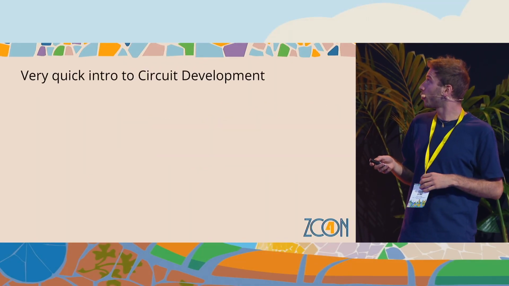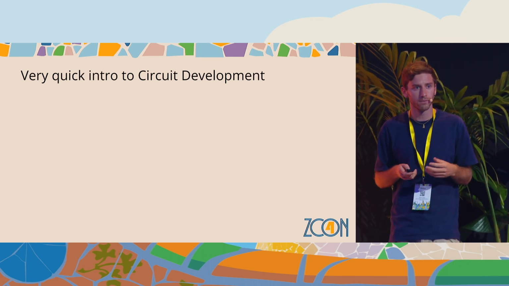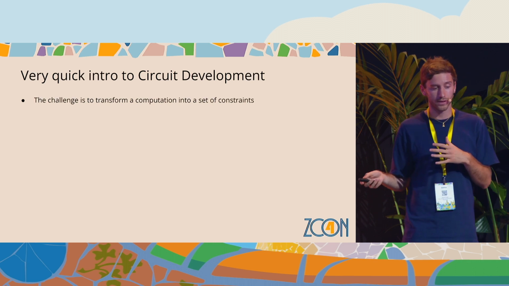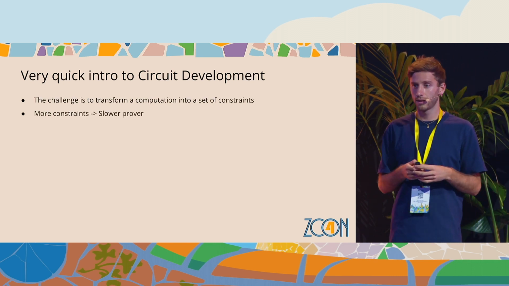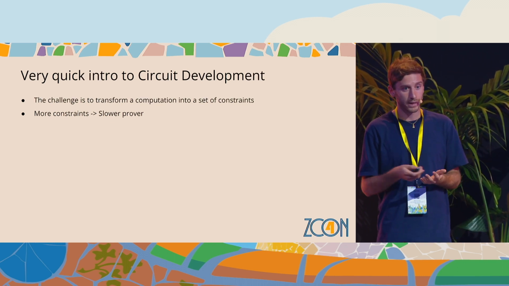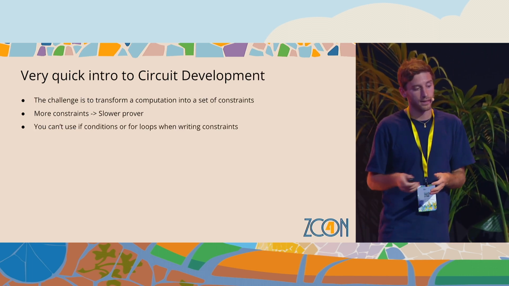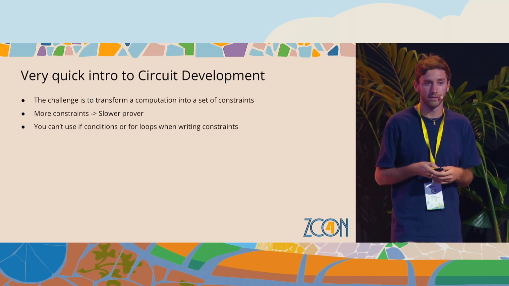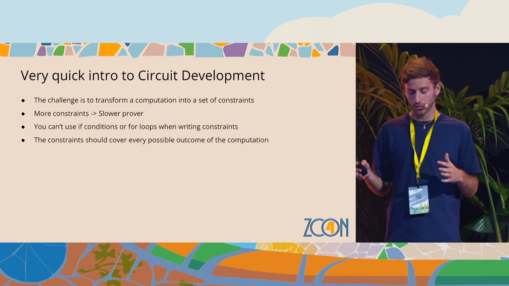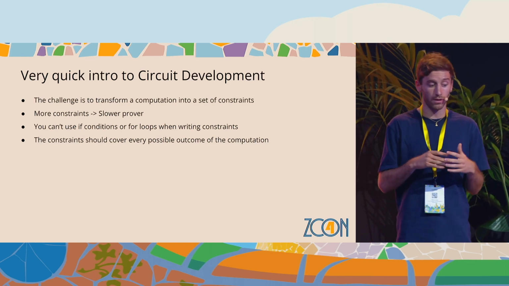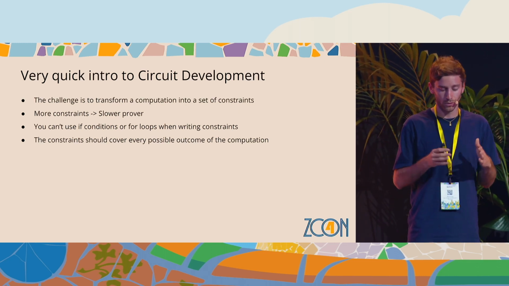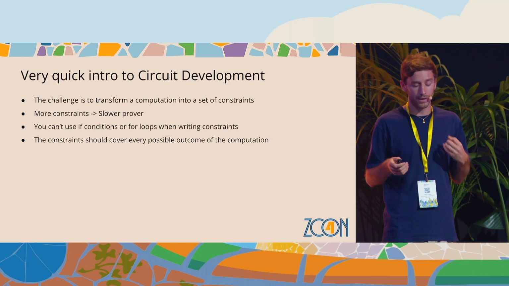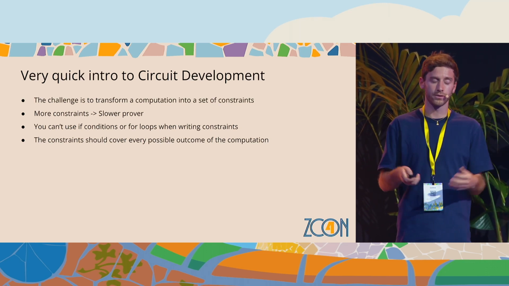I will start with a very quick and non-exhaustive explanation of how circuit development works. The challenge of a circuit developer is to transform a computation into a set of constraints. And not only this, but you need to be careful about how many constraints you are using, because it will make the prover slower. So more constraints, slower prover. Also you cannot use if conditions and for loops when writing constraints, as you might be used to in normal development. And the last thing is that when you write constraints, you should also cover every possible outcome of the computation. So you basically need to consider all the possible outputs and then activate or deactivate some constraints based on the witness, based on the proof that is generated by the user of your circuit.